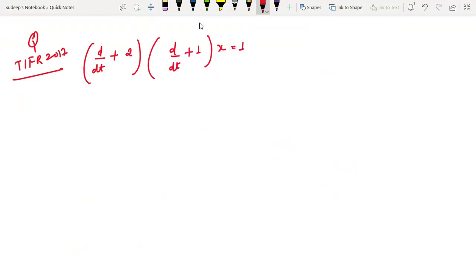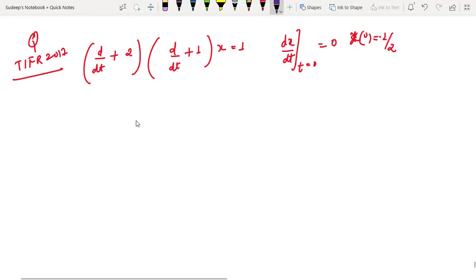And also there are initial conditions given to you, that dx upon dt at t equal to 0 is equal to 0 and x at 0 is given to be equal to minus of r. So what you need to do is simply operate this first to this, otherwise you'll make a mistake.